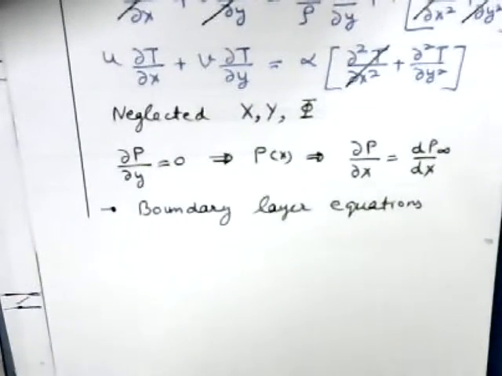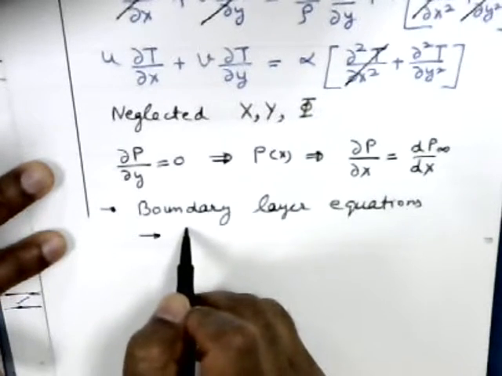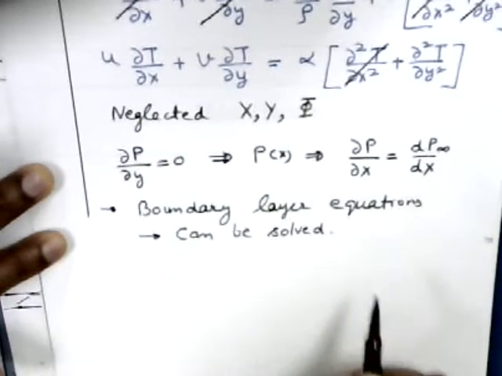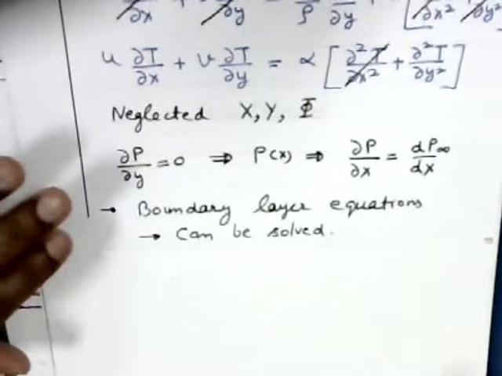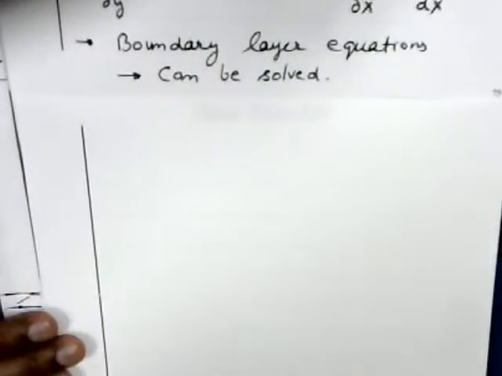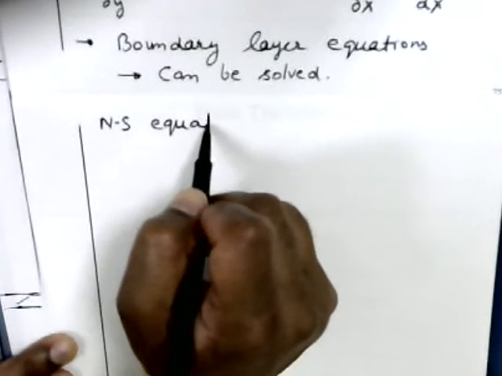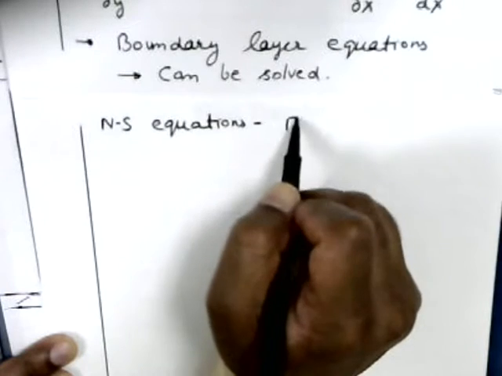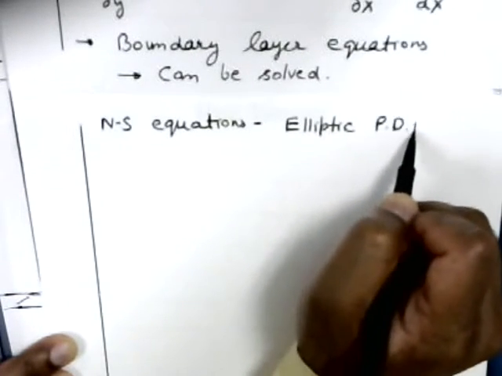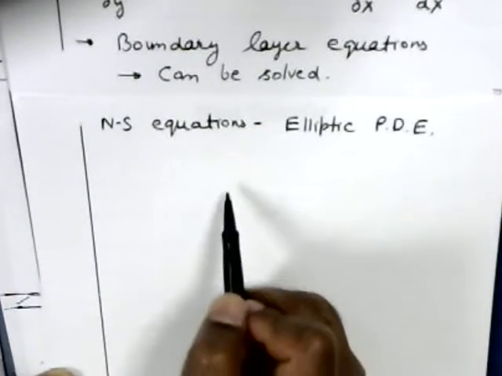Okay. And these equations can be solved, whereas the Navier-Stokes equation cannot be solved. These equations can be solved without using a computer. Mathematically, the reason for that, and I'm not going to explain too much about it, is that the Navier-Stokes equations are elliptic partial differential equations. Okay. And when we have an elliptic equation, so our problem was this.